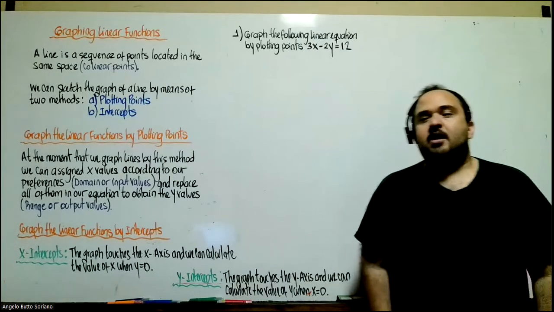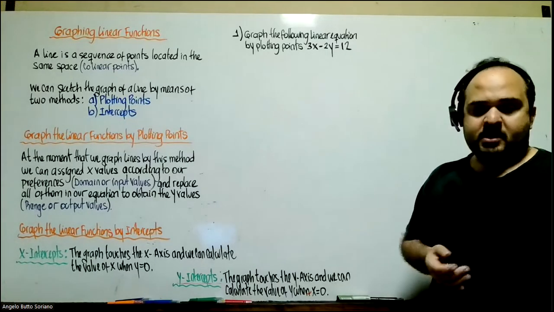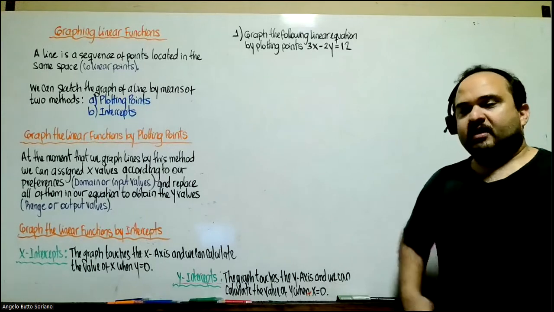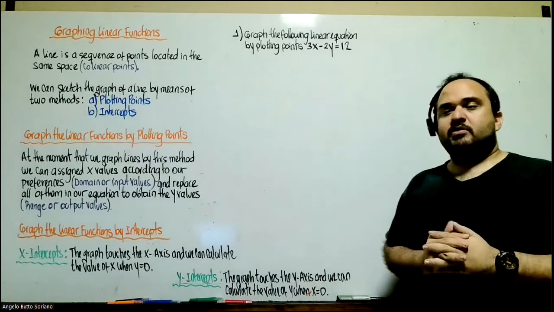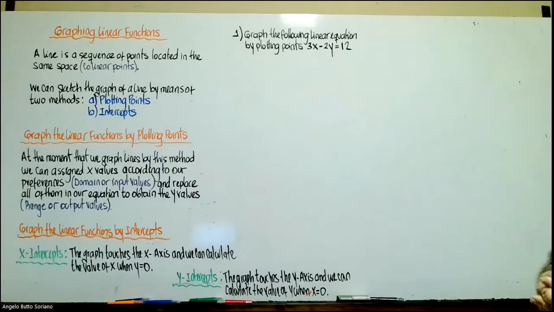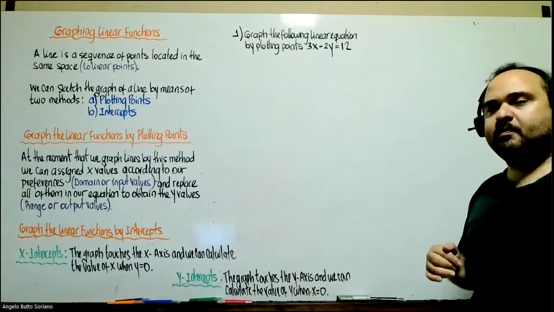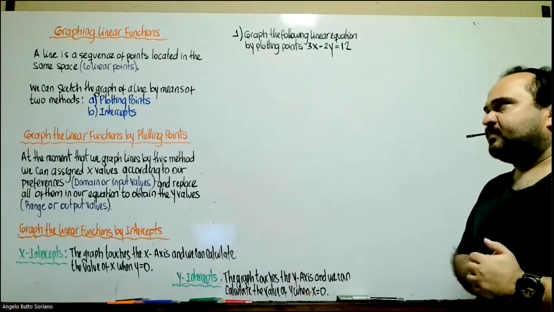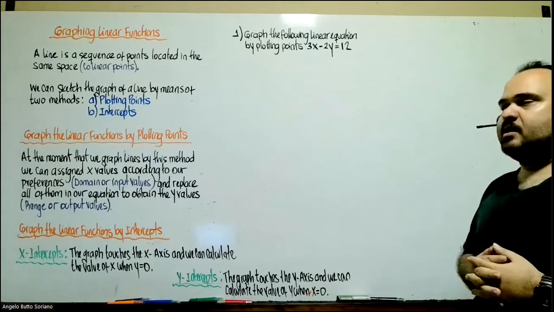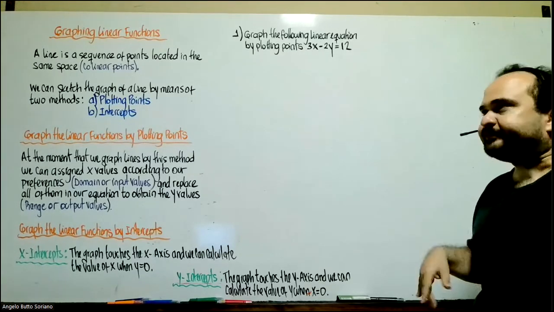Today we're going to learn how to graph linear functions or equations on the line. But before we do that, we must establish the definition of a line. A line is a sequence of points located in the same space, one after another, and in that situation they are collinear points.